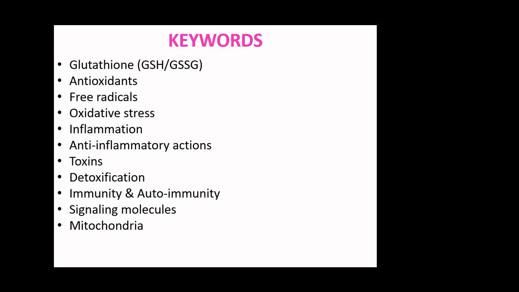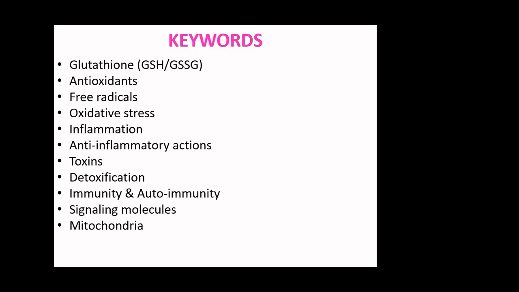So I just need to revise these terms, which will be repeatedly mentioned. We have glutathione, where GSH is the active form and GSSG is the inactive form of glutathione. Then you have antioxidants, free radicals, and oxidative stress, where you have excess free radicals over antioxidants. Then you have inflammation and anti-inflammatory actions. Then you have toxins, detoxification, immunity, and autoimmunity. That is when your immune system attacks your own cells and tissues and organs.